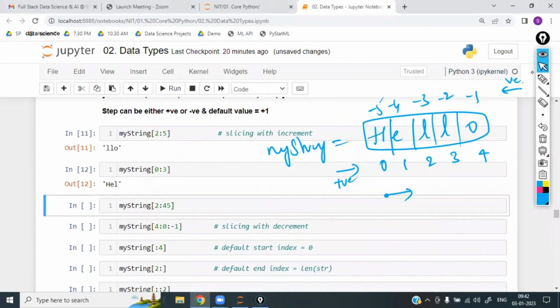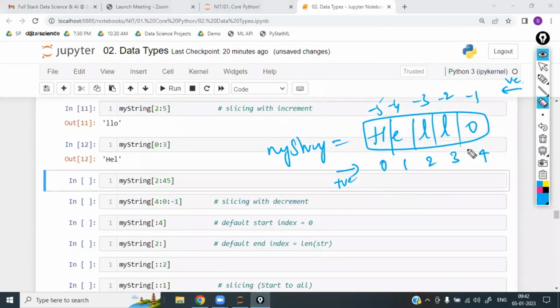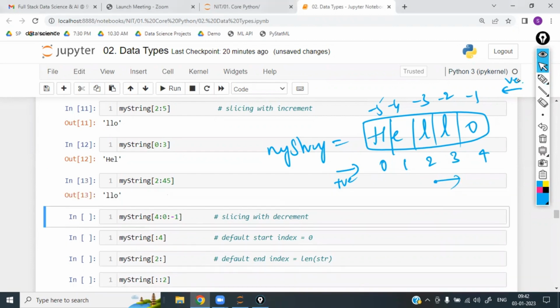2 to 45. Where do we have to keep a dot? At 2, up to 45, in a positive direction. In a positive direction, is 45 possible? Yes, possible. So what is there between 2 and 45? L-L-O. So it is printing L-L-O. Right?